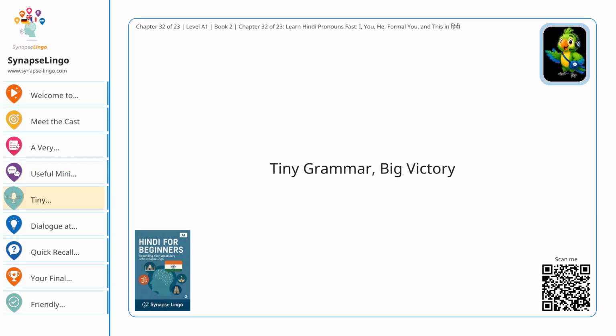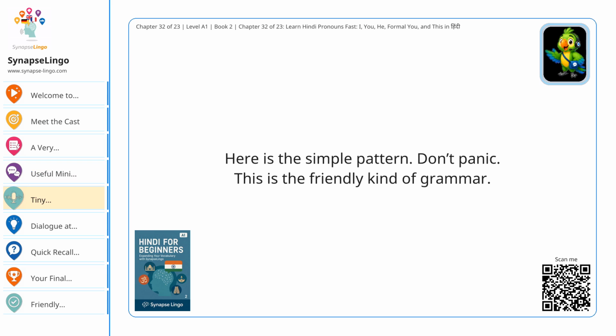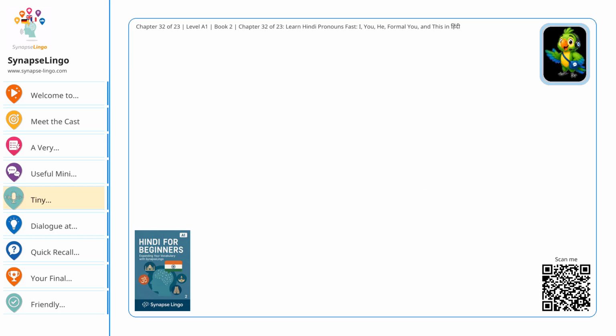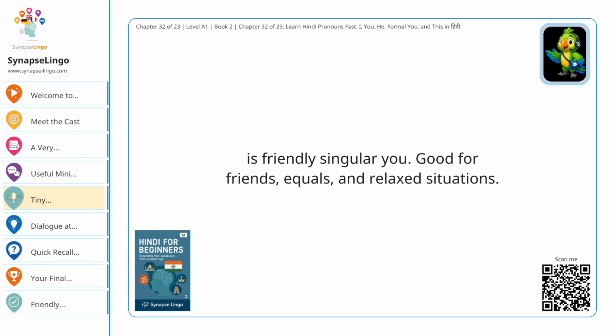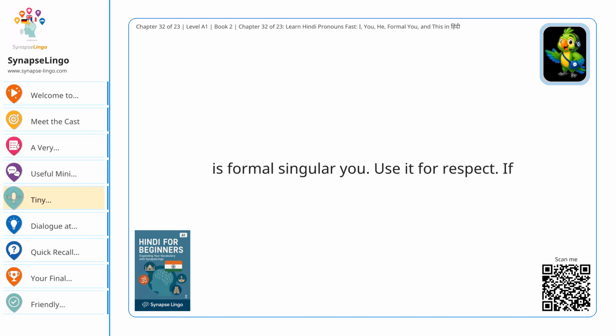Tiny grammar, big victory. Here is the simple pattern. Don't panic. This is the friendly kind of grammar. मैं is for I, the speaker. Chest tap optional, but encouraged for drama. तुम is friendly singular you. Good for friends, equals, and relaxed situations. आप is formal singular you. Use it for respect. If तुम wears sneakers, आप wears polished shoes.